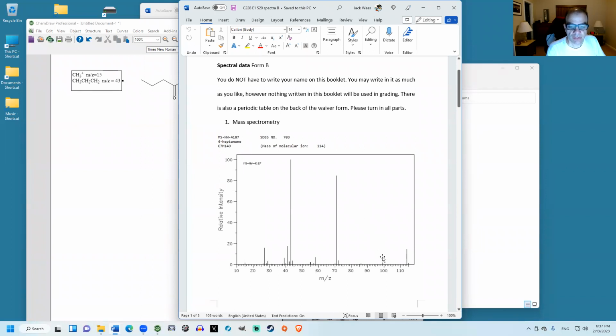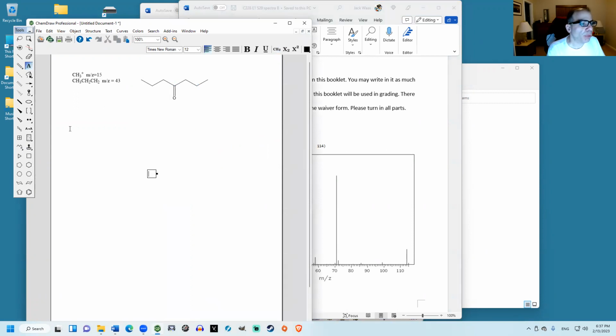And here's another peak at 99. 99 is 15 less than 114. So 99 would be the whole molecule minus a methyl group. In other words, what I did is I took the 15 for the methyl group and subtracted it from the molecular ion, and I saw a peak there at 99. So this would be CH2 plus over here. It's the molecule minus a methyl group.